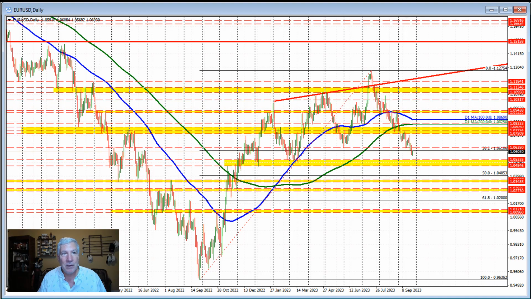So be aware, key level at 1.0610 to 1.0616. We'll see if resistance can hold today and push the price back to the downside, keeping the downward momentum going in the euro versus US dollar.